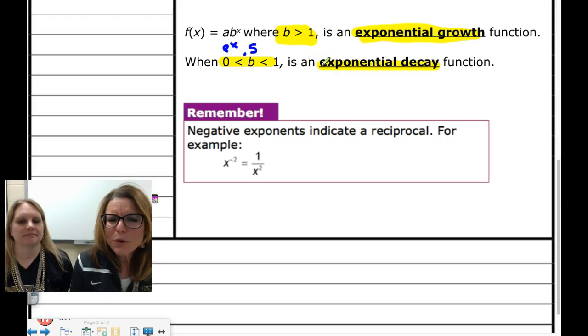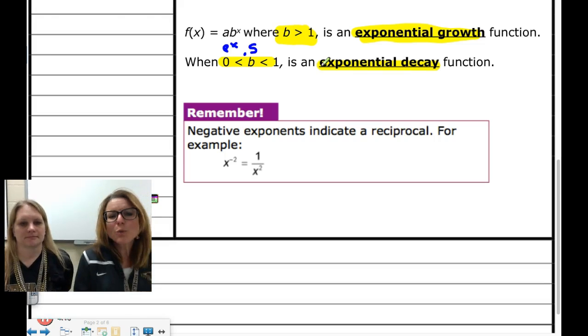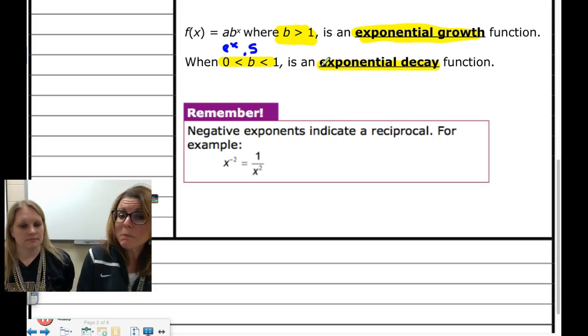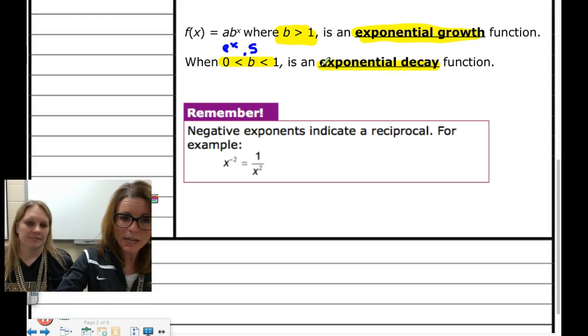Got it. Now I throw this little reminder in there just to refresh your memory that if you ever have a negative exponent, remember you're going to want to make it positive, and so you have to take the reciprocal. All right, there we go. Next page.